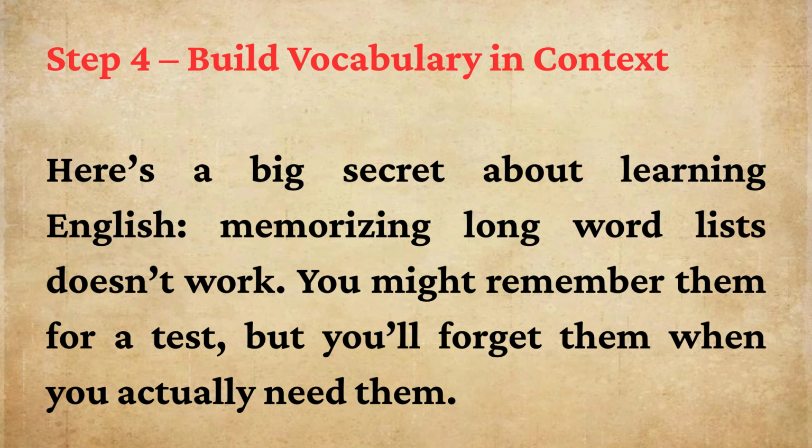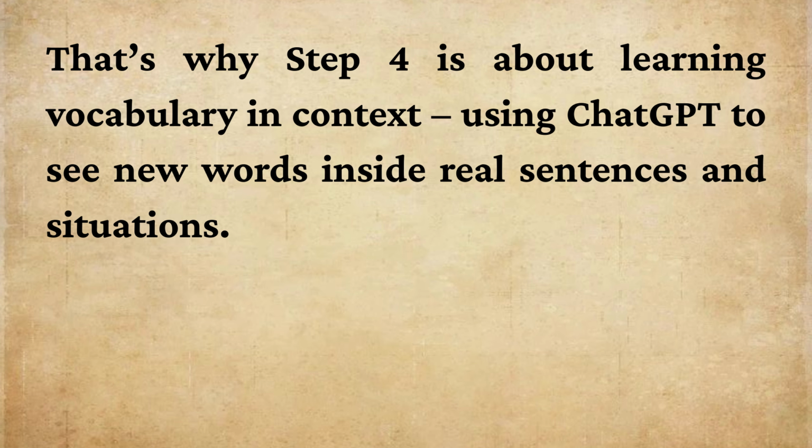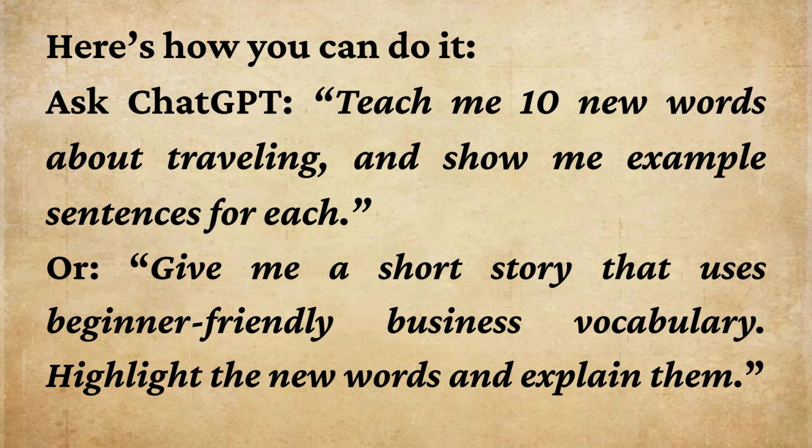Step 4, build vocabulary in context. Here's a big secret about learning English: memorizing long word lists doesn't work. You might remember them for a test, but you'll forget them when you actually need them. That's why step 4 is about learning vocabulary in context, using ChatGPT to see new words inside real sentences and situations. Here's how you can do it.